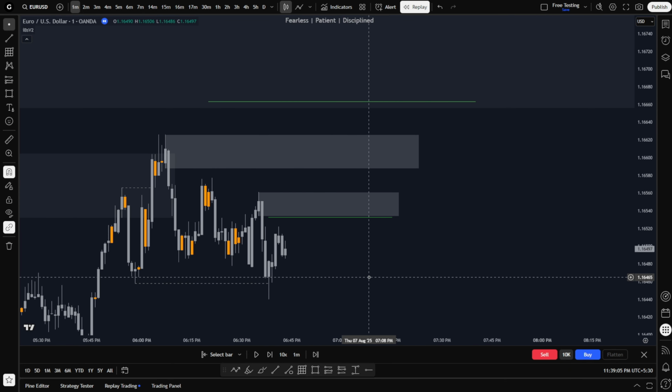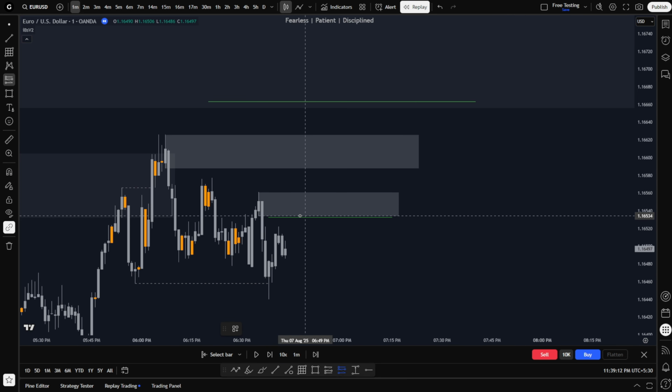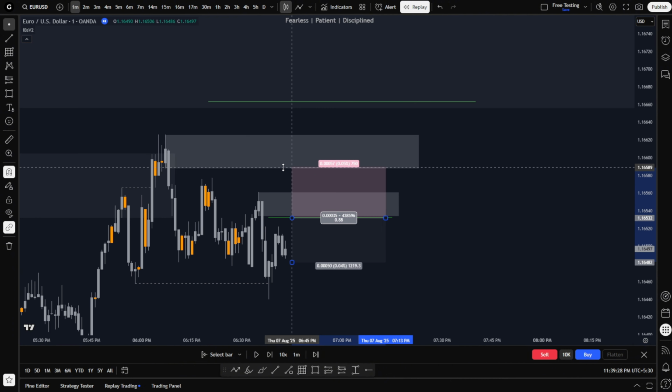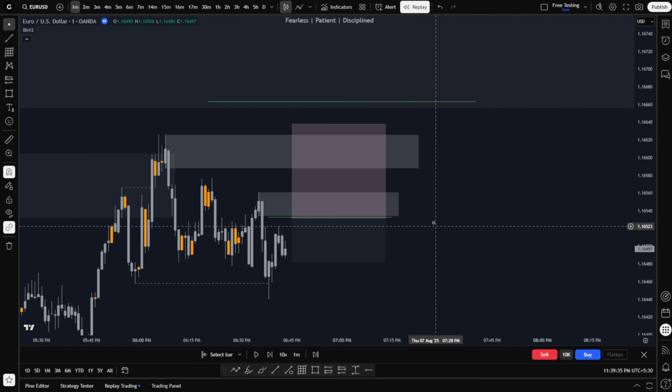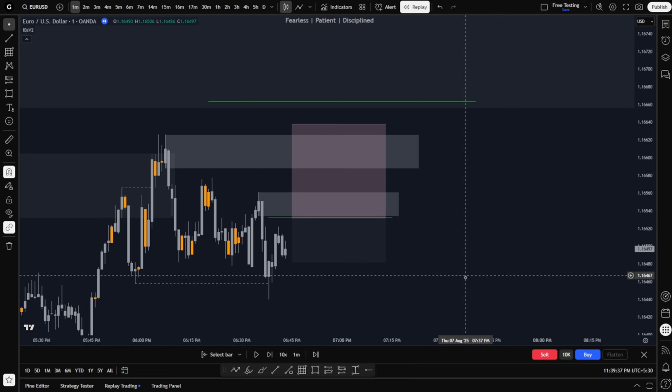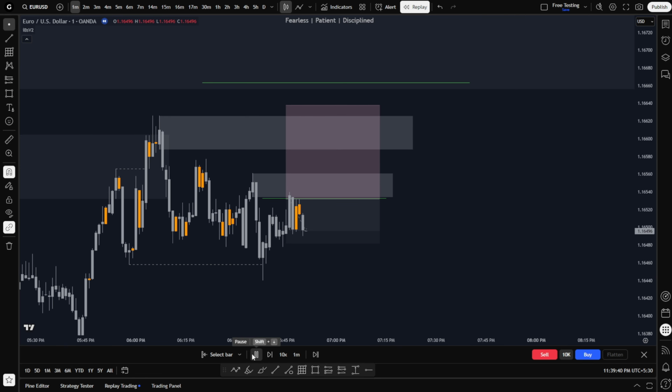So how should you approach this entry? Usually what I suggest to most people is just put your limit entry right here. Extend this limit entry so that it covers both these order blocks like this. This is the safest method to trade the 1 minute, right? So let's see what happens.